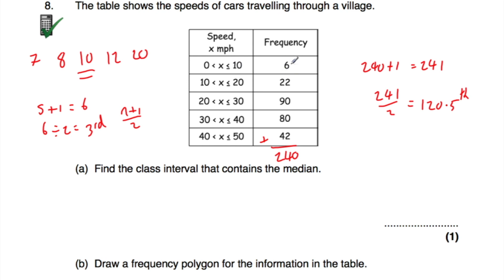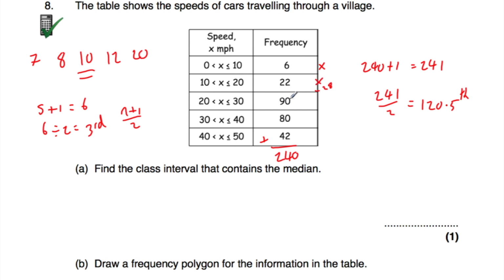So would the 120.5th value be in here? No, there's only 6 cars so far, so it's not going to be in there. There's another 22 cars, so altogether that's now 28. So we've got 28 cars so far lined up. If you'd arranged the first 28 speeds, they would only go up to and including 20 miles per hour. So is the 120.5th value in these two categories? No, it's not. Now we've got another 90 cars.